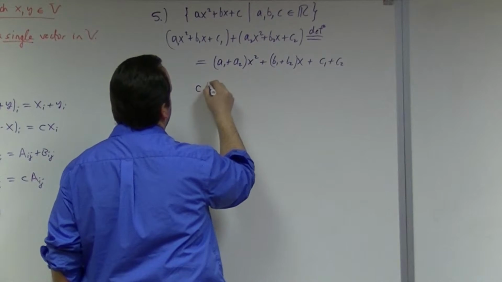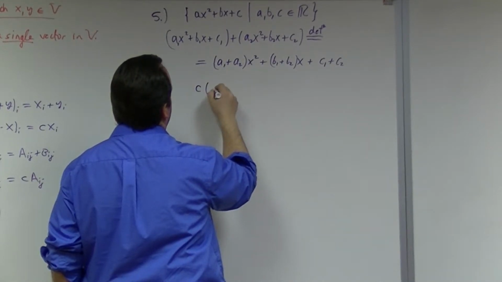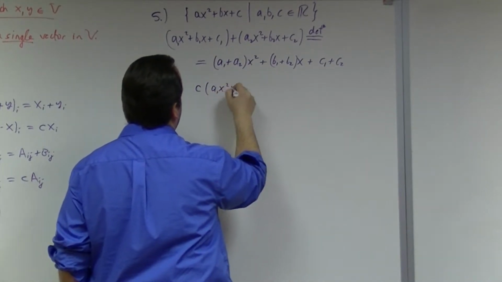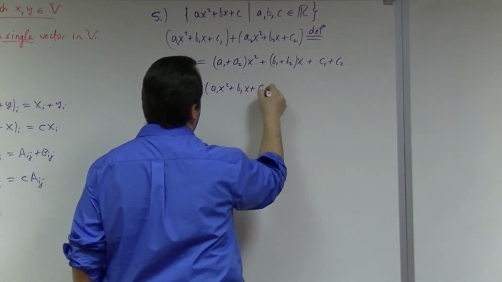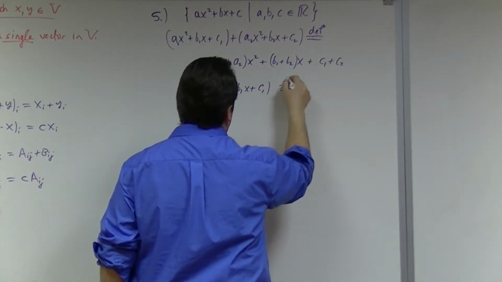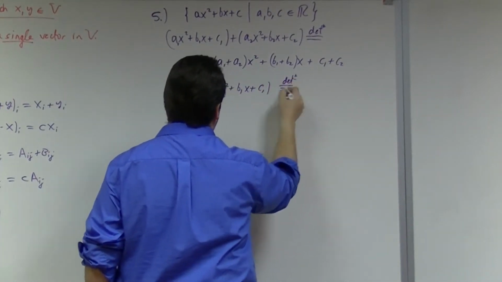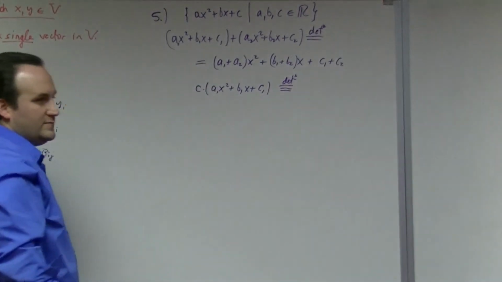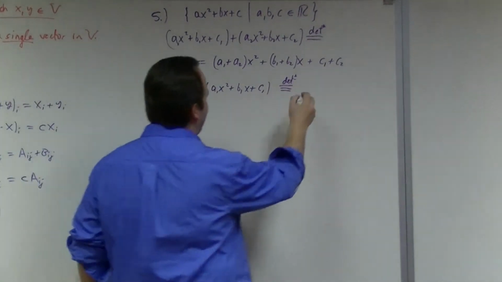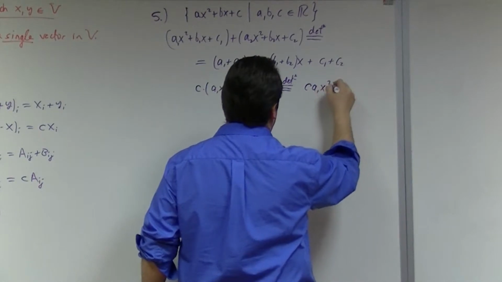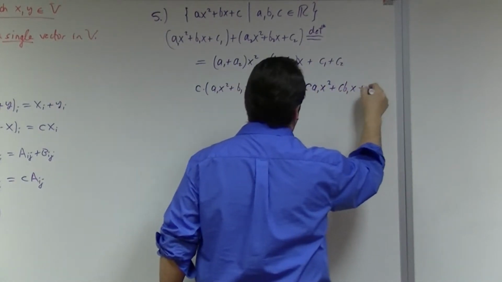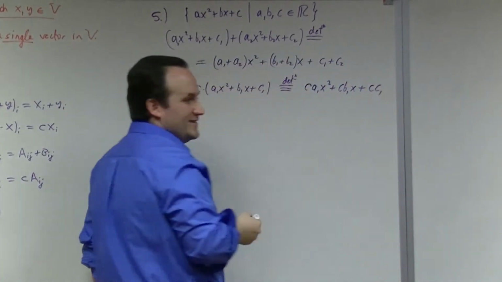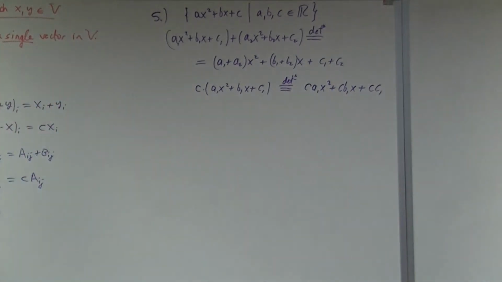What's c times a1x squared plus b1x plus c1? How would that be defined? c a1 x squared plus c b1 x plus c c1, right? Is that a unique quadratic polynomial? Yeah. Okay. These examples are not hard, right? I'm just trying to point out to you that this has this structure.